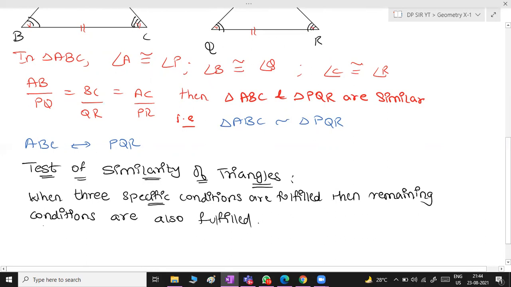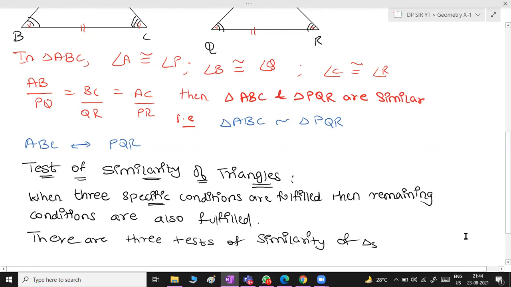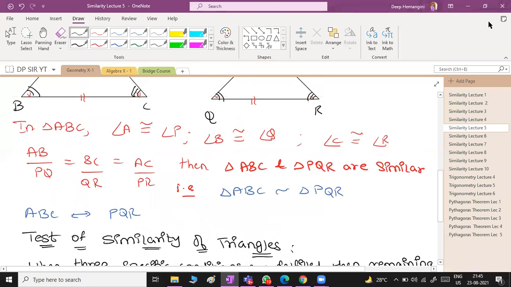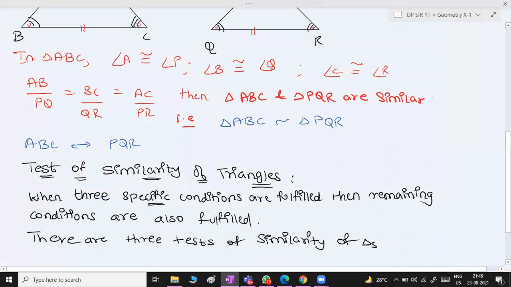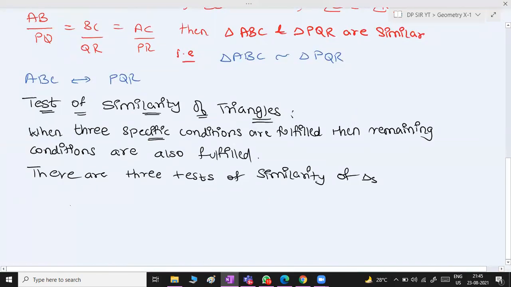And there are three tests of similarity of triangles. So you need to remember the names of the three tests. Let me just put some page color, this white page looks so monotonous. Let us put some color. Is it a bit dark? My God, the names of these colors are such that don't ask. Okay, so there are three tests of similarity.